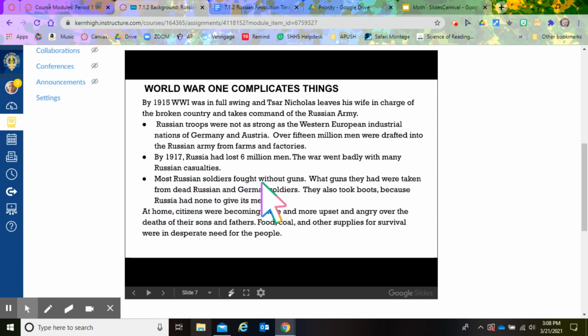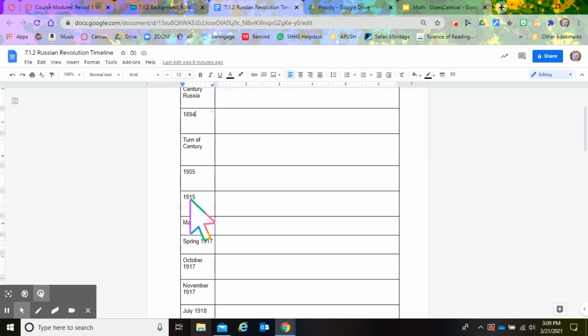Most Russian soldiers fought without guns. What guns they had were taken from dead Russian and German soldiers. They also took boots because Russia had none to give its men. At home, citizens were becoming more and more upset and angry over the deaths of their sons and fathers. Food, coal, and other supplies for survival were in desperate need for the people. All right, come in here and see that you have 1915, and we're going to be talking about the treatment of these soldiers.